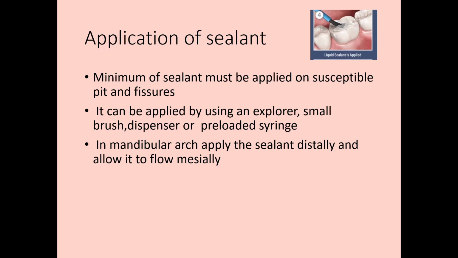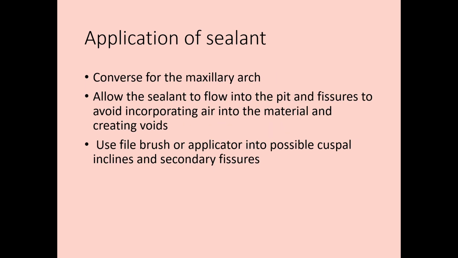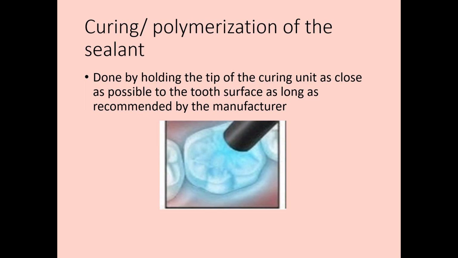Application of the sealant. A minimum of the sealant must be applied to the susceptible pits and fissures. It can be applied using an explorer, small brush, dispenser, or preloaded syringe. In mandibular teeth, apply sealant distally and allow it to flow mesially, while in the maxillary arch it is the opposite: apply mesially and allow it to flow distally. Allow the sealant to flow into the pits and fissures to prevent incorporating air or creating voids. Use a fine brush or applicator where possible in cuspal inclines and secondary fissures.